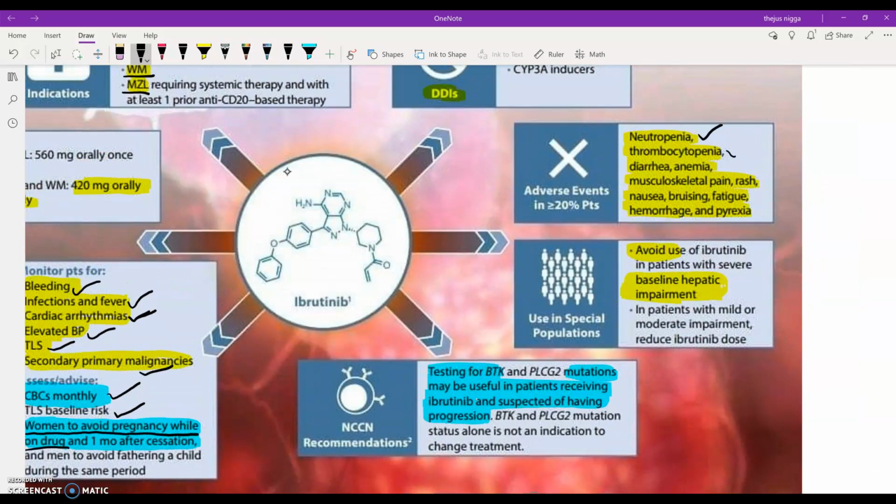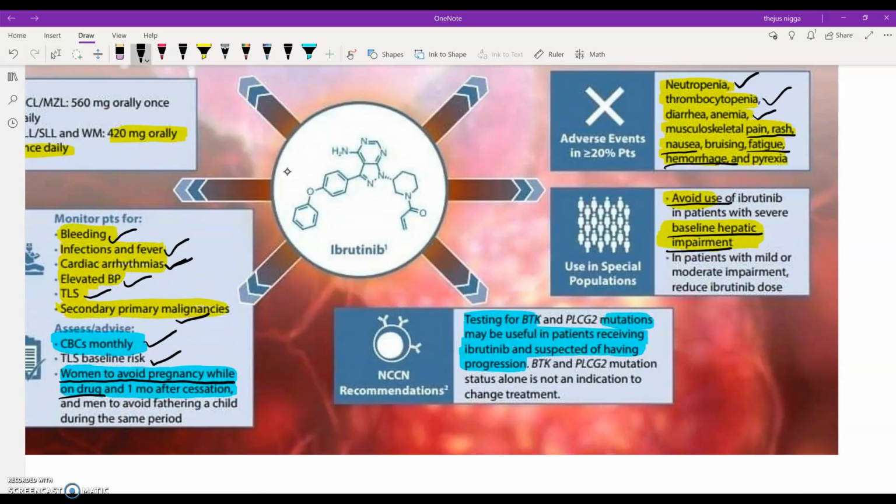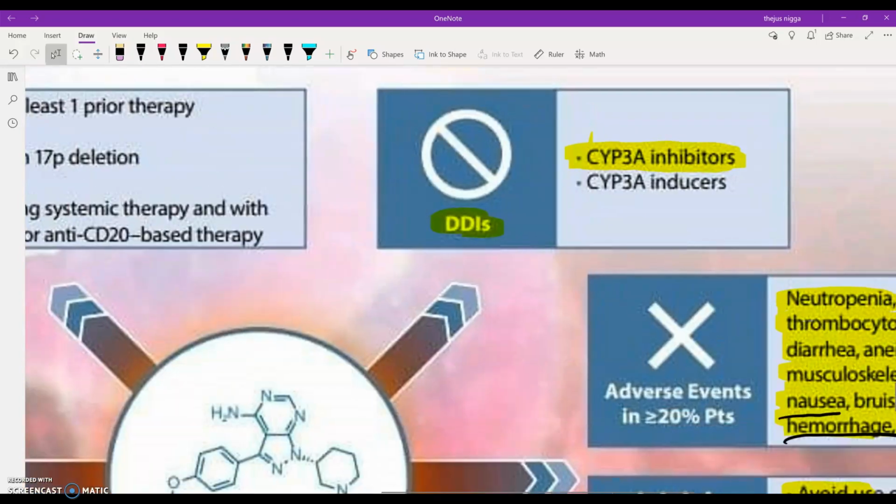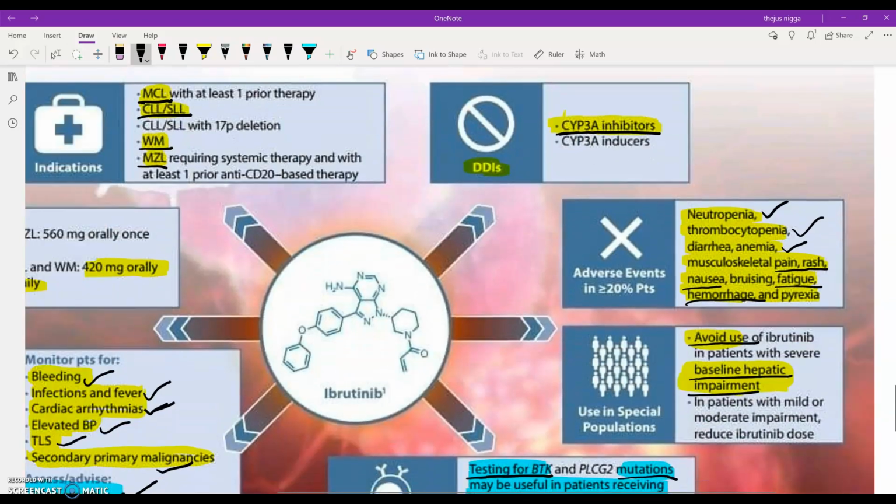Adverse events are neutropenia, thrombocytopenia, diarrhea, anemia, musculoskeletal pain, rash, nausea, fatigue, and it can cause hemorrhage. It should be avoided in patients with baseline hepatic impairment. If there is a progressive disease, you should look for BTK mutations. Drug interactions can happen with certain drugs like warfarin, CYP3A inhibitors. So you should watch out for that.